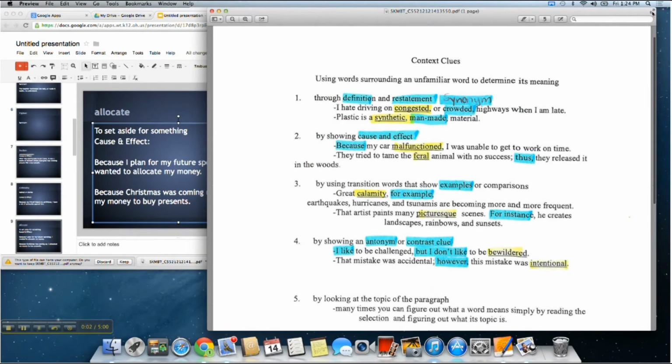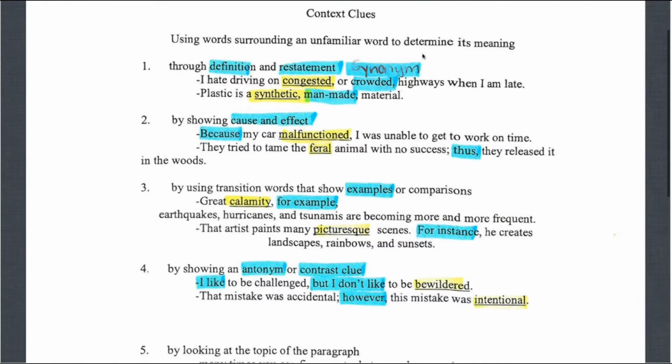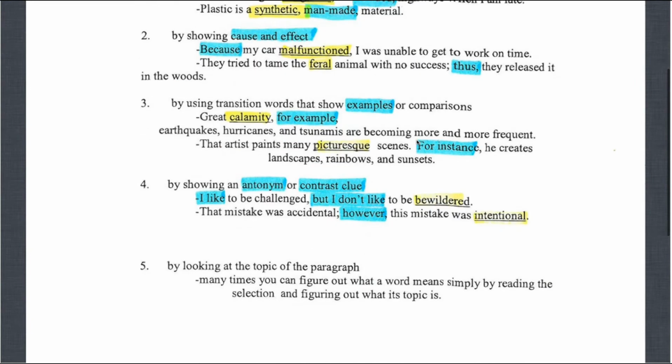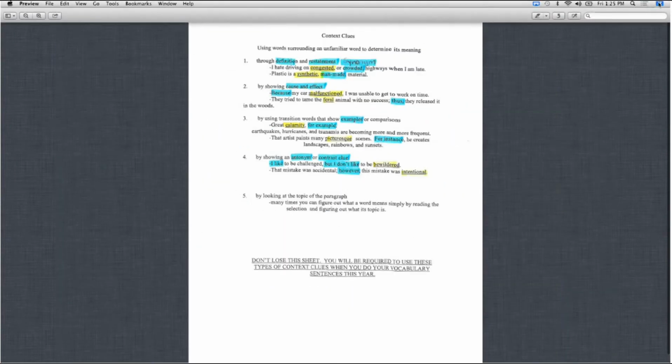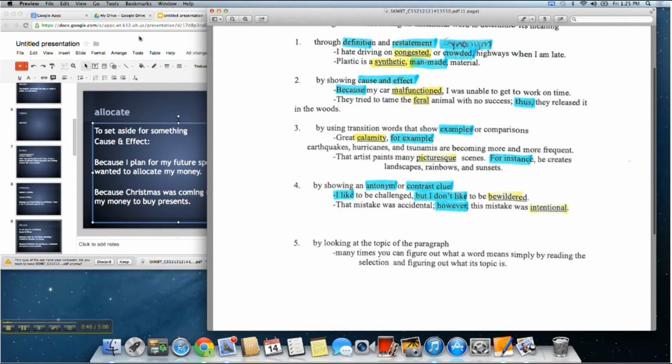All right, let's look at the example ones. If we use the example that we have here, it says great calamity. For example, earthquakes, hurricanes, and tsunamis. What are great calamities? Natural disasters. Earthquakes, hurricanes, and tsunamis, we have examples of them, are becoming more and more frequent. Or, the artist paints many picturesque scenes. For instance, he creates landscapes, rainbows, and sunsets. So what types of things does he create that are picturesque? Rainbows, landscapes, and sunsets.